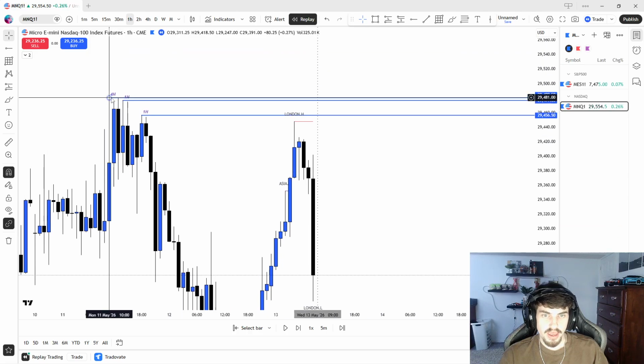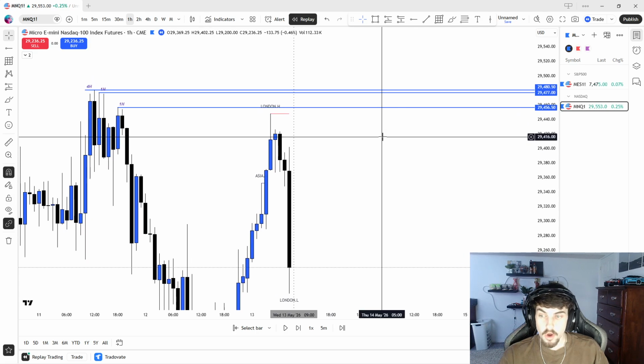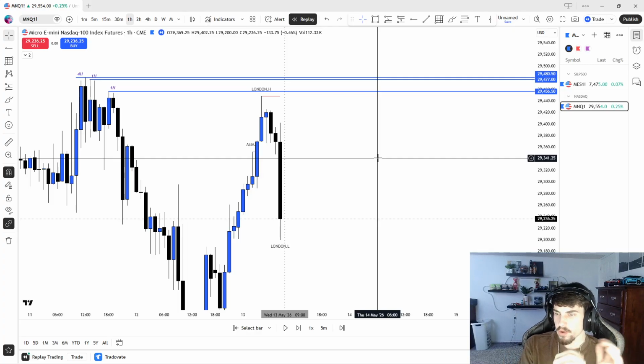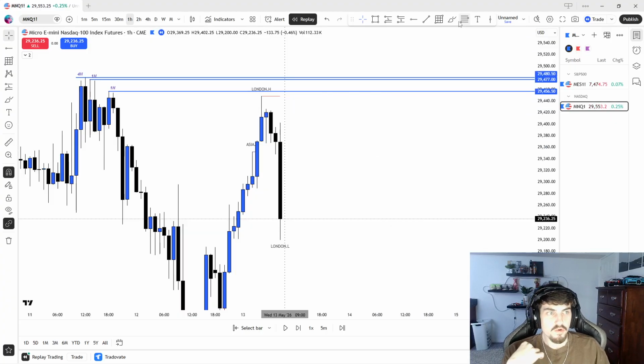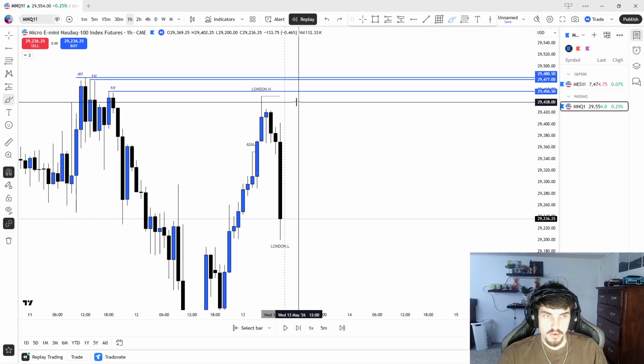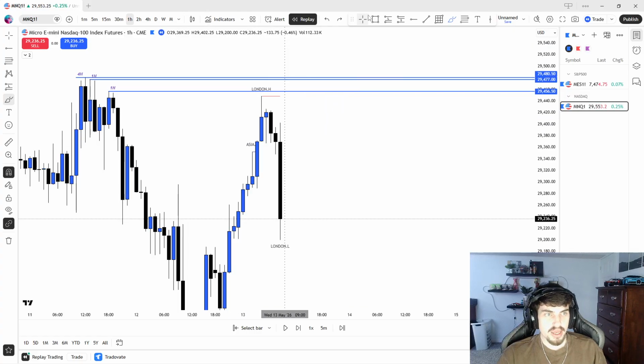Okay, so now we have a 4 hour, 1 hour, 1 hour, and a London high that are all stacked up on each other here. So this is even more of an indication that we are going to move higher for the day because we have stacked up draws on liquidity. We have 4 of them right here. It makes it even more of a chance.